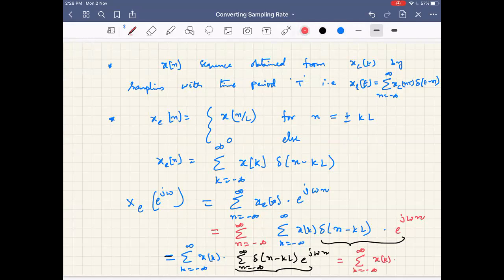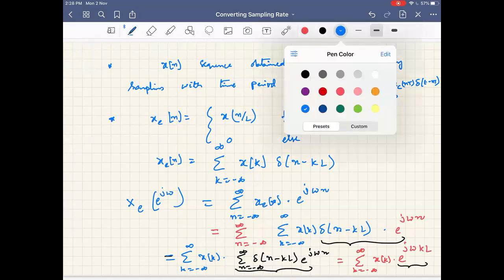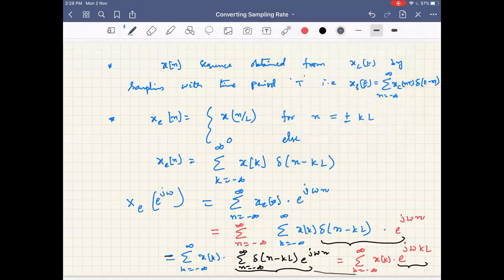what is this? n takes the value kL when the delta function is non-zero. For the rest of the values in this summation, the delta function is 0, and hence we can directly write e power minus j omega k L. So you can see the relation between them, and these two are the same.